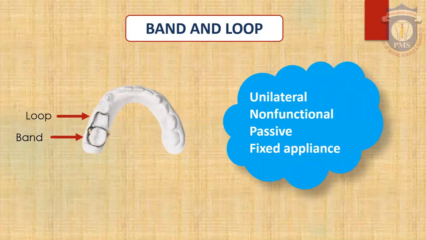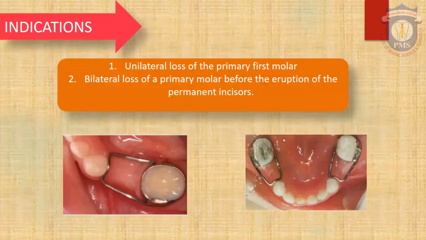First, we will discuss the band and loop space maintainer. As the name suggests, it consists of a band that is attached to the molar tooth and a loop that extends anteriorly to engage the contact area of the anterior tooth. So, it is a unilateral, non-functional, passive, fixed space maintainer, and it is commonly used when there is a unilateral loss of the primary first molar. It can also be used when there is a bilateral loss of primary molars in a situation where the eruption of permanent incisors has not occurred, that is, before the eruption of permanent incisors.